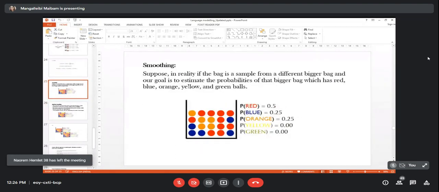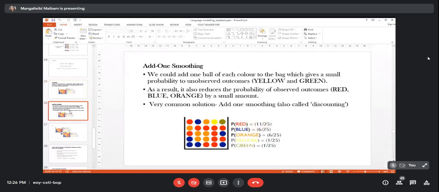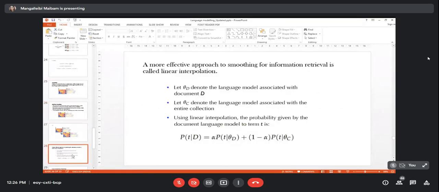So this is how we find linear interpolation smoothing and add-one smoothing. We have discussed two smoothing techniques. The first technique is add-one smoothing. The second technique is linear interpolation smoothing.